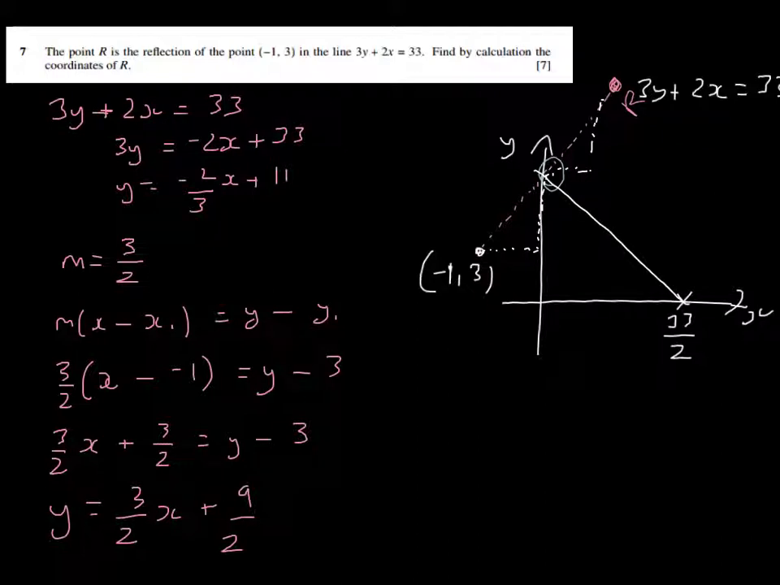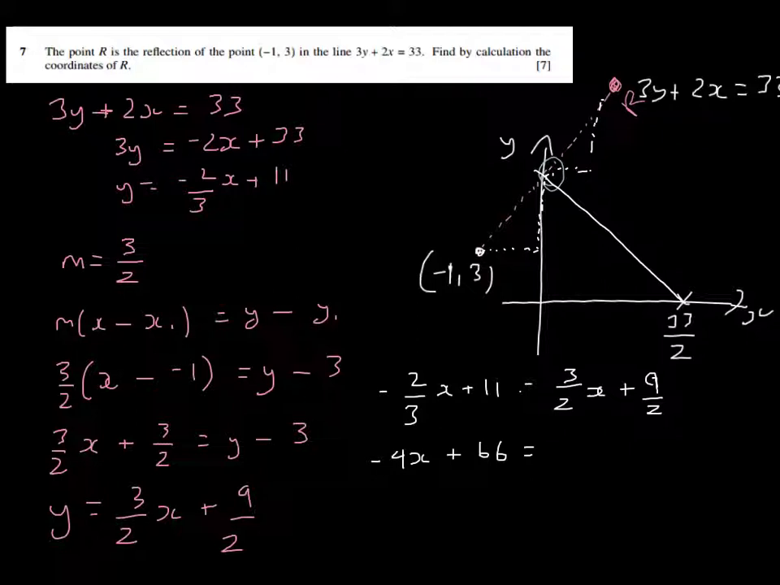Right. Okay, so let's equate those two equations. So we've got negative 2/3 x plus 11. Let's equate that with 3 over 2 x plus 9 over 2. Oops, that should be a 9. I'm going to multiply everything by 6 so that I don't have those fractions, just to make it a little bit easier for ourselves. So if I multiply everything by 6, the first term gives me negative 4x plus 66. Then multiplying this term by 6, I'm going to get 9x. And the last term by 6, I'm going to get 27.